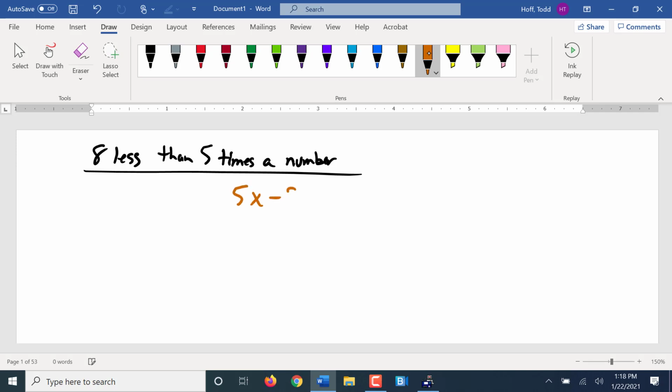Perfect, 5x minus 8. The 8 less than is telling us that 8 is being subtracted from something. So even though that's stated first, it's actually at the end of our expression. Then, of course, 5 times the number is the 5x.